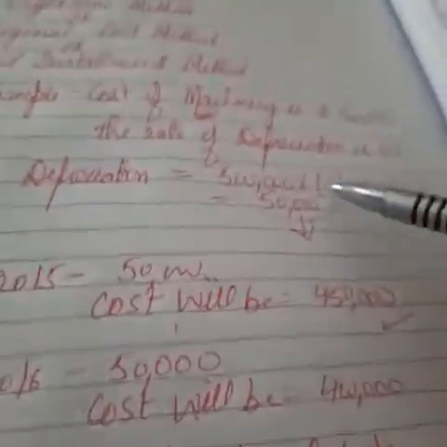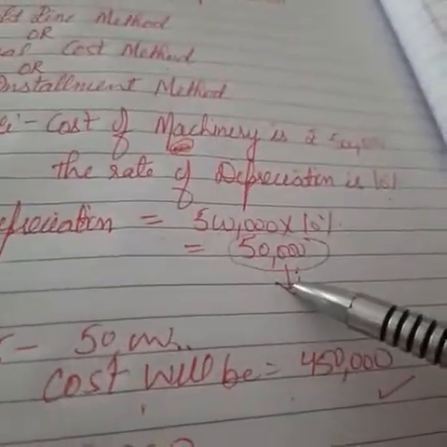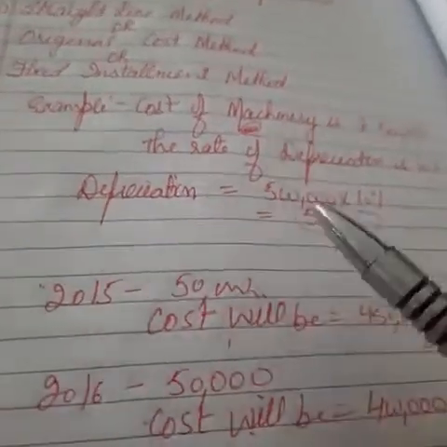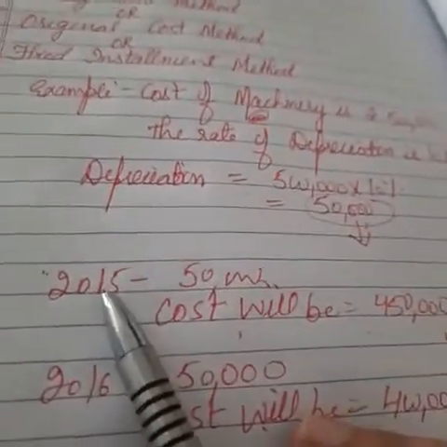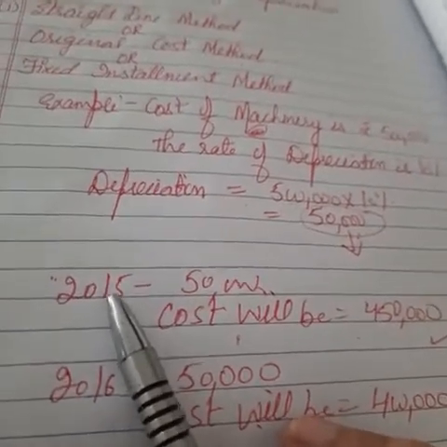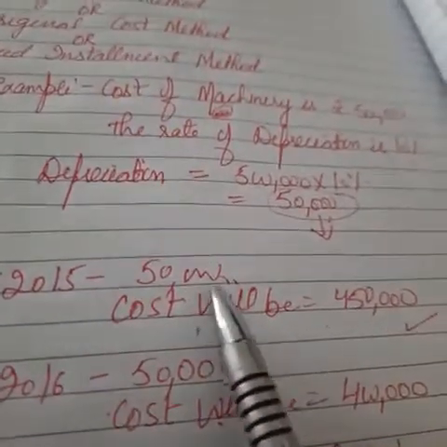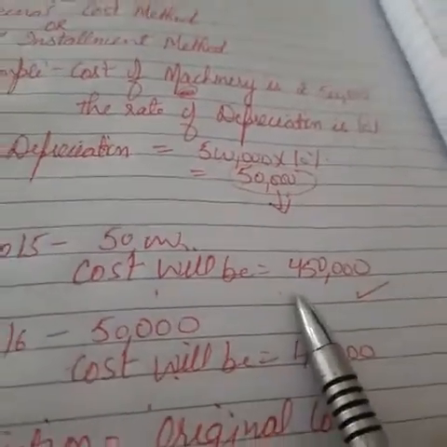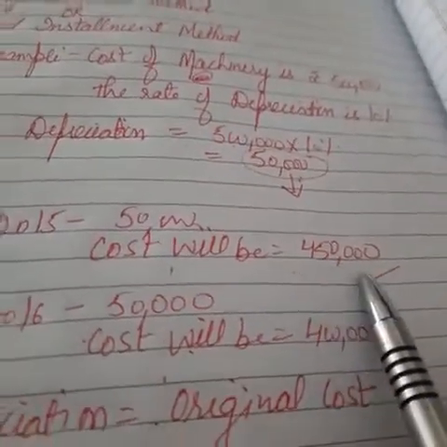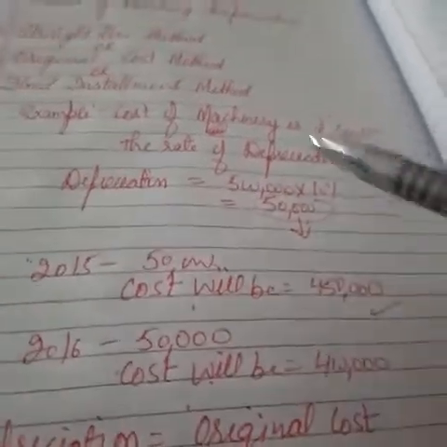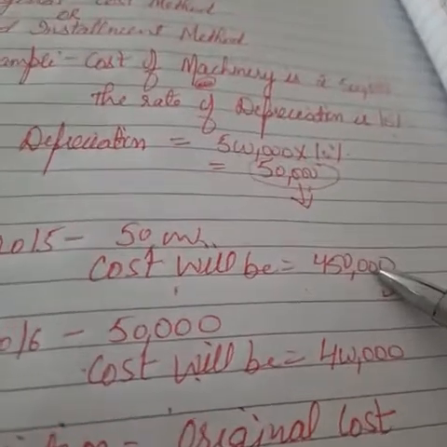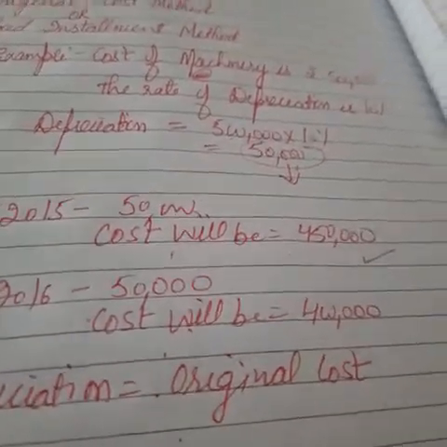Now see, the amount of depreciation is 50,000, right? So even if, for example, I purchased the machinery in 2015, then the depreciation will be 50,000, and at the end of 2015 the cost of machinery will reduce to 4,50,000, right? It means we will reduce 50,000 every year from the original cost till it becomes 0.